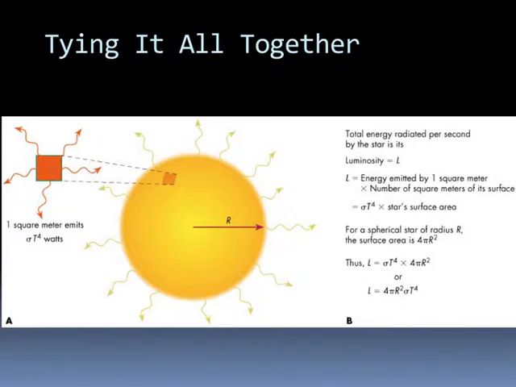I just want you to see how a scientist uses fundamental laws that they can determine, and they start to combine them to be able to use them to measure things that you wouldn't think that you could measure. By looking at energy output and temperature, I can figure out a radius.